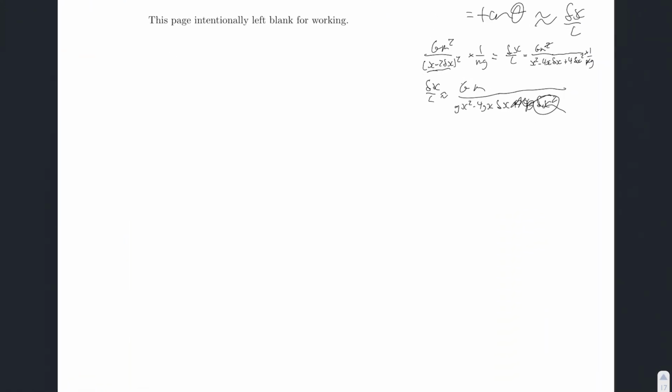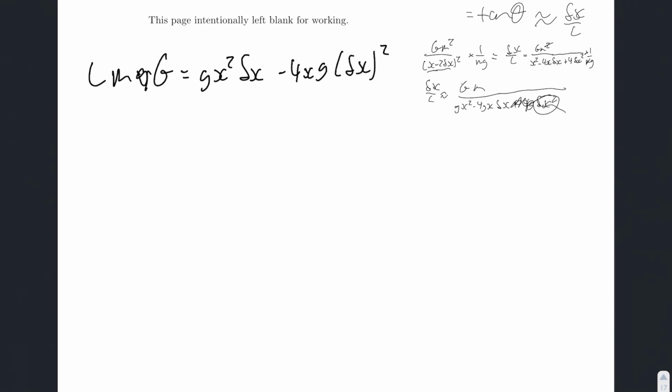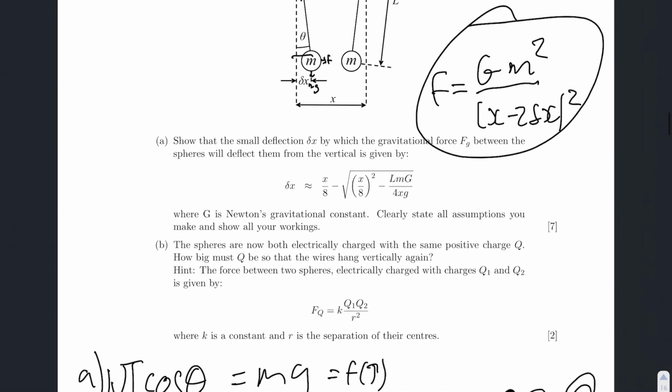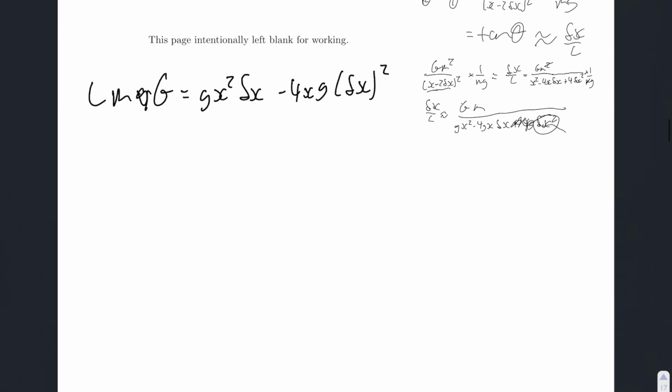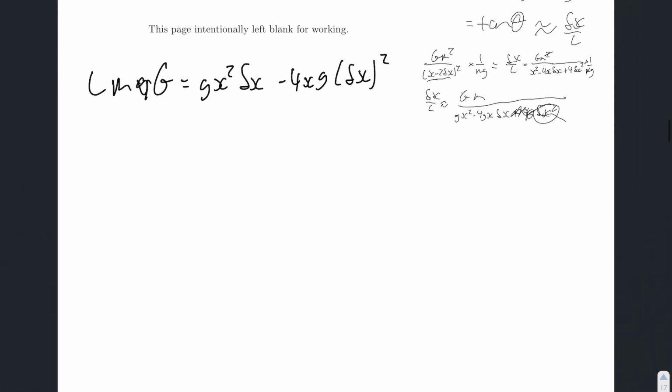All right. So then multiplying through, we get LMG, big G, equals G x squared delta x minus 4xg delta x squared. And the reason we're not putting this delta x to 0 is because we can clearly see up here that this comes from a quadratic, so we're going to keep this until we solve it. But if it's cubic, then it makes it a lot more complicated.